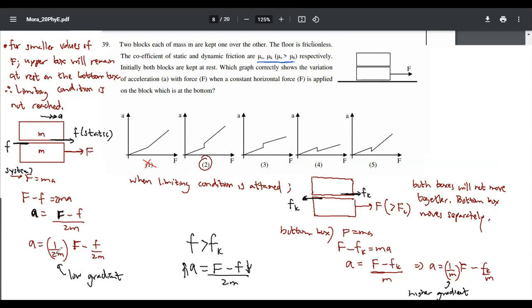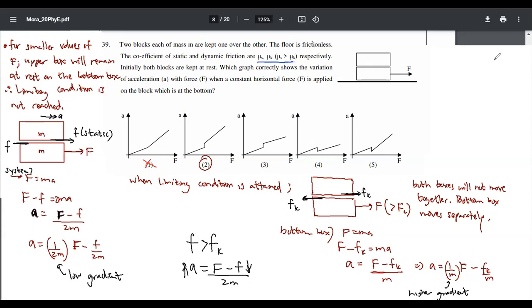Initially, the gradient depends on 1 over 2m. After it starts moving independent of the top box, the gradient is 1 over m. Therefore, it will be steeper and acceleration will increase because friction is reducing. Friction reducing means the resultant force is more towards the right. It's like 10 minus 8 in the initial case, and here it's like 10 minus 6. So 10 minus 8 is just 2 Newtons of resultant force; here 10 minus 6 means 4 Newtons of resultant force. Therefore, here high acceleration, there lower acceleration. That's why the graph goes up, doesn't fall down. The answer is the second.